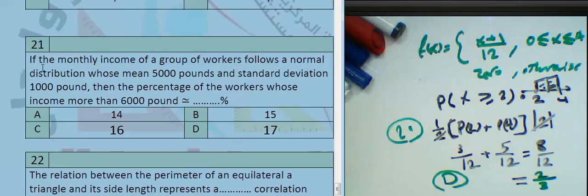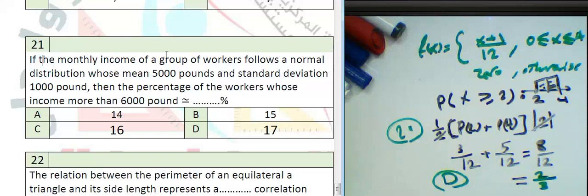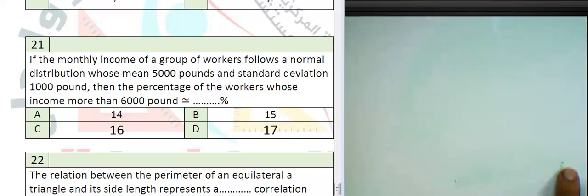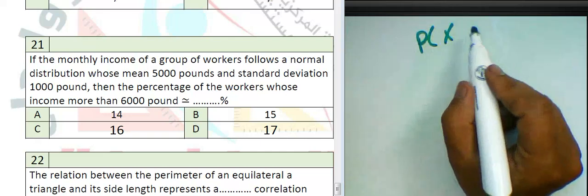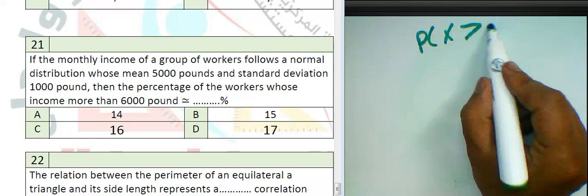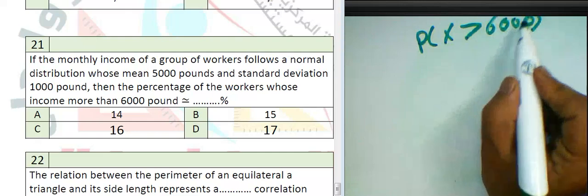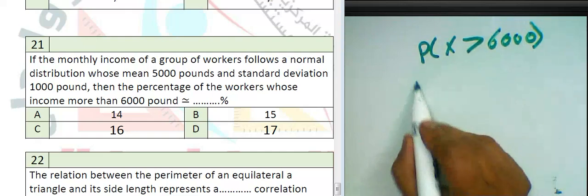Question 21. If the monthly income of a group of workers follows a normal distribution whose mean is 5,000 pounds and the standard deviation is 1,000 pounds, then the percentage of the workers whose income is more than 6,000 pounds equals blank. You want to find the probability of x greater than, more than what? 6,000. We can convert from x to z.